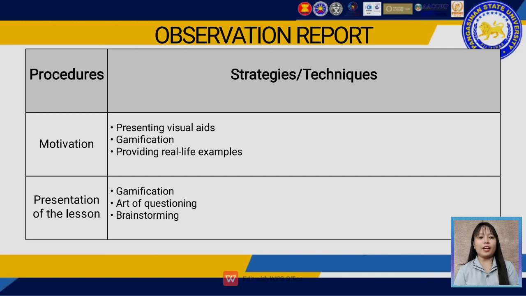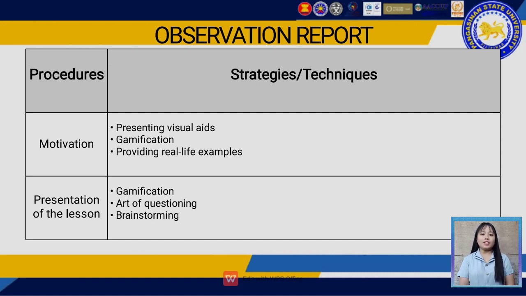We have here the procedure and strategies or techniques used by the teacher. For the motivation, the strategies or techniques used by the teacher based on our observation are presenting visual aids, wherein the teacher utilized eye-catchy illustrations, flashcards, pictures, and video presentation. They also use gamification, wherein the teacher lets the learners play the pass the bottle game during motivation, and providing real-life examples. The teacher gives practical examples to make the content more concrete and relatable to his or her students. And for our next procedure, the presentation of the lesson.